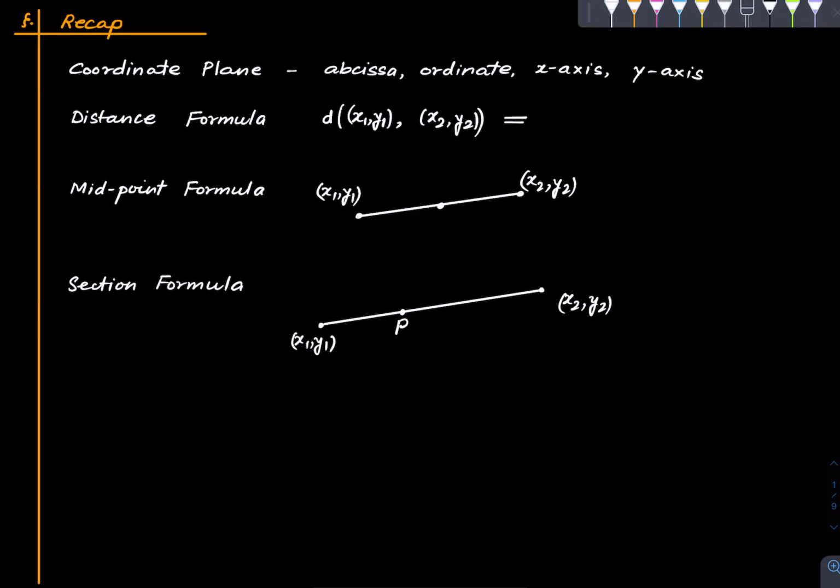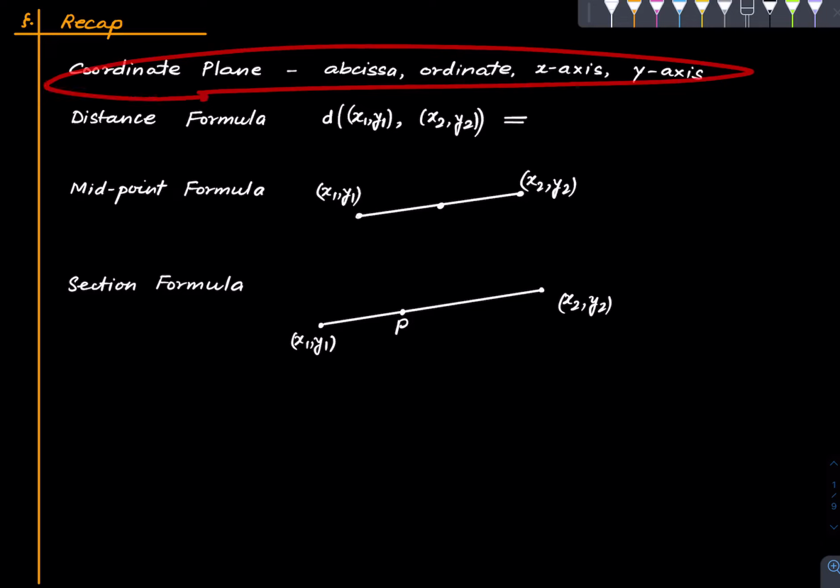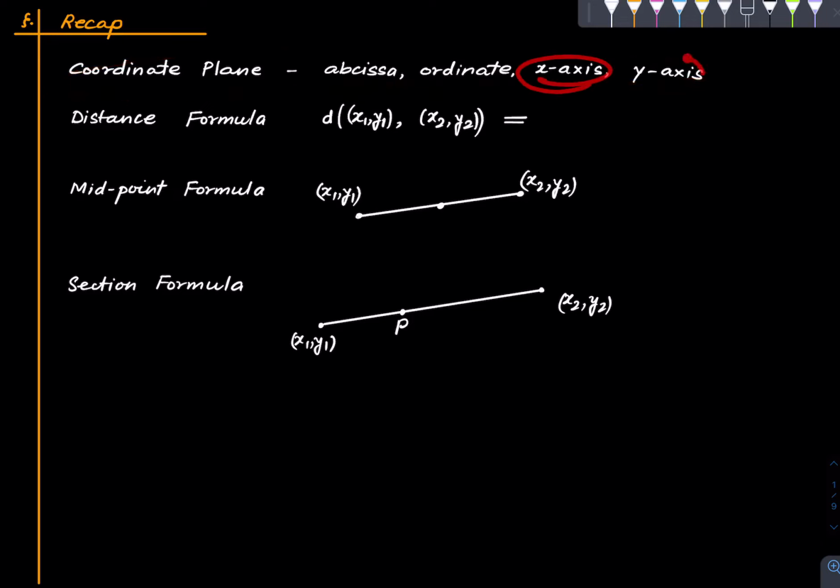which prescribe two numbers to every point. The first of those two numbers is called the abscissa, the second number is called the ordinate. I'm being a little bit sketchy for the first thing. Then we discussed the notions of the x-axis and the y-axis. Okay, we discussed the distance formula.